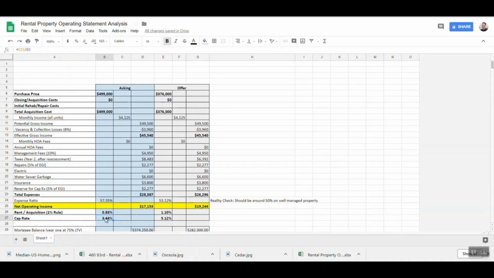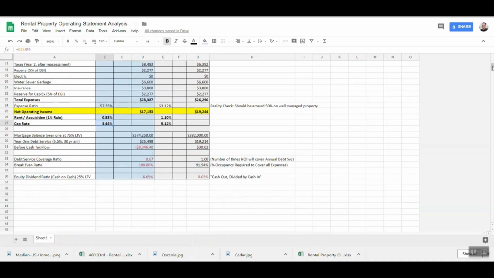Now, let's assume that you are going to finance it. We've got to look at some of those other metrics that we talked about. Our mortgage balance year one at 75% is going to be $374,250. The year one debt service at 5.5% on a 30-year amortization is going to be $25,499. Red flags should already be going off right now. I just told you our net operating income was $17,153, and now our debt service is $25,500. That obviously puts us in the negative to the tune of about $8,300 a year.